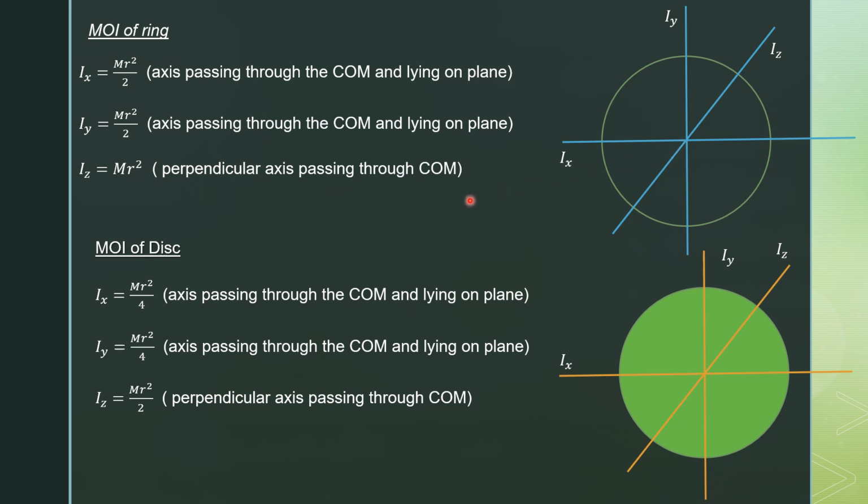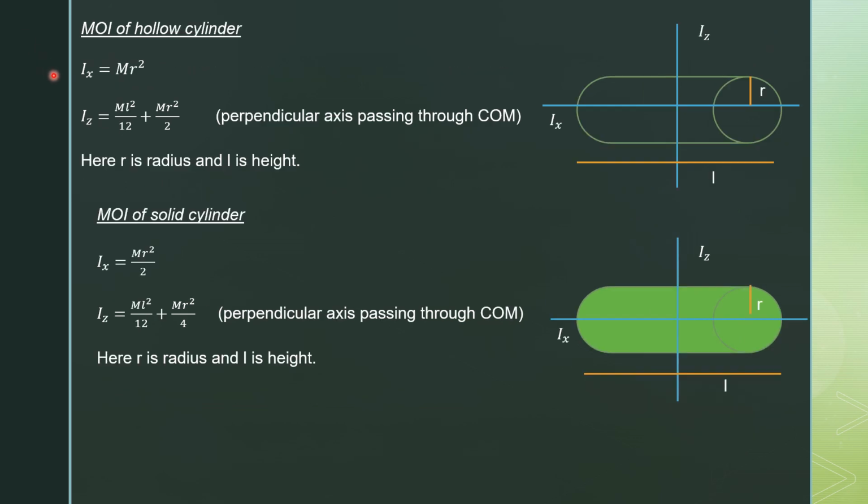Then for disk, the moment of inertia will be Ix equal to mr² by 4, that is present at the plane. Iy is equal to mr² by 4, that is the axis lying on the plane and passing through the center of mass. Then Iz is equal to mr² by 2, where the axis is perpendicular and passing through the plane and also center of mass. So let's discuss about the moment of inertia of hollow cylinder and solid cylinder.